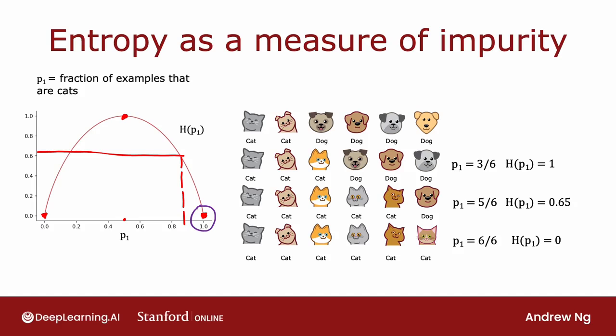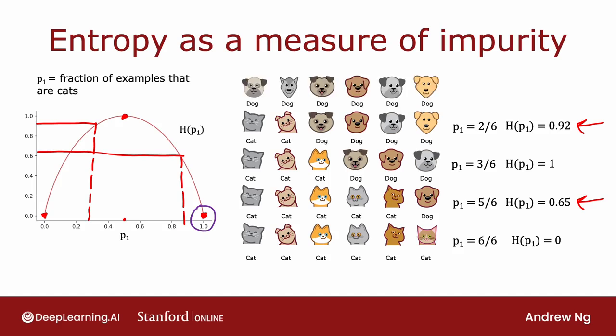Here's another sample with 2 cats and 4 dogs. So P1 here is 2/6, which is 1/3. And if you read off the entropy at 0.33, it turns out to be about 0.92. And this is actually quite impure. And in particular, this set is more impure than this set because it's closer to a 50-50 mix, which is why the impurity here is 0.92 as opposed to 0.65.